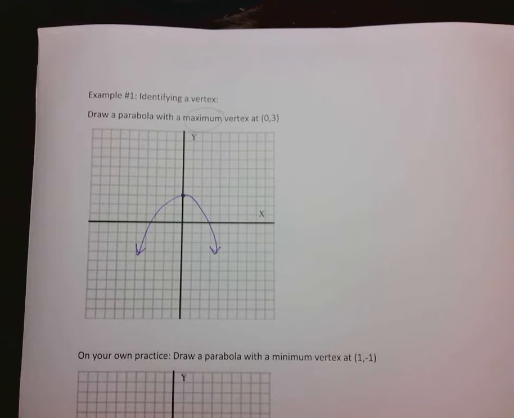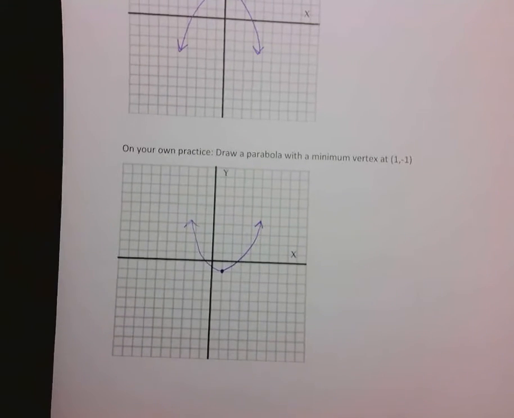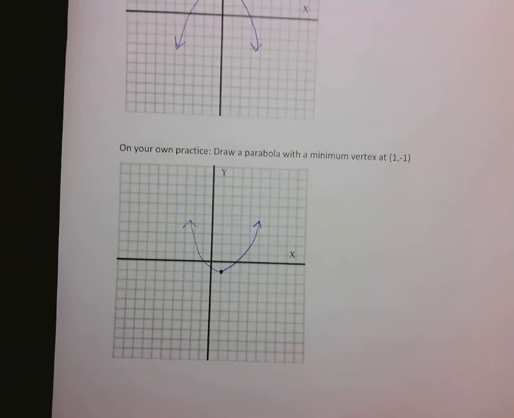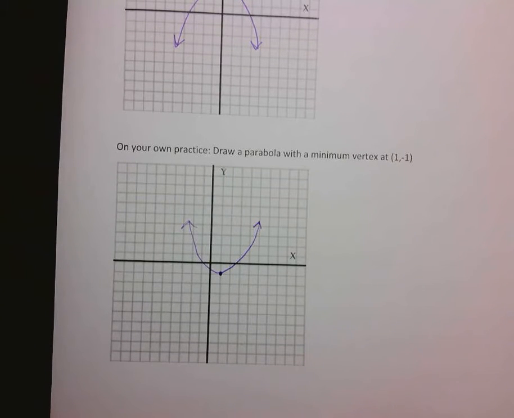So now go ahead and hit pause and draw me a parabola with a minimum vertex at 1, -1. And this is an example of a parabola with a minimum vertex at 1, -1. The graph is going to open up, so the vertex is at the lowest point of the parabola.